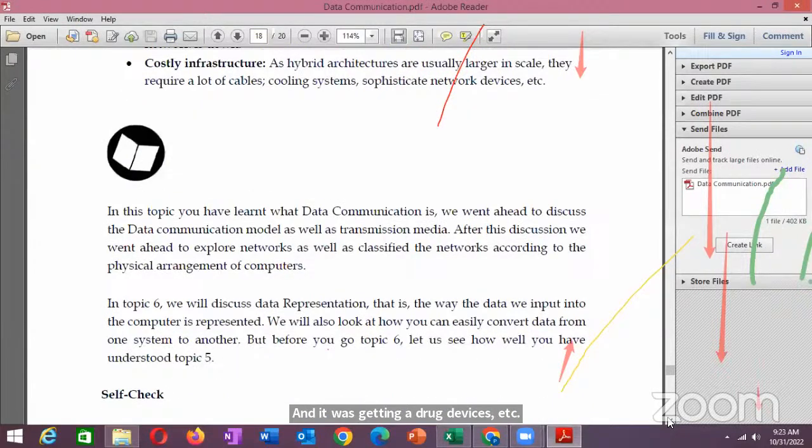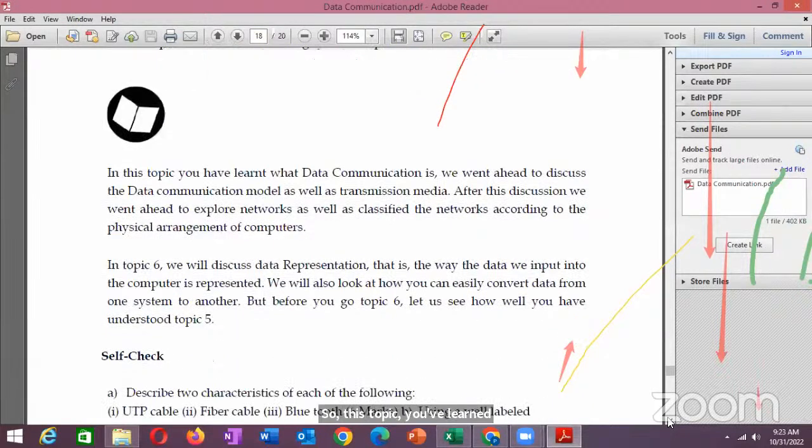So in this topic, you've learned what data communication is. We went ahead to discuss the data communication model as well as transmission media. After that, we went ahead to explore networks as well as classify the networks according to the physical arrangement of computers.